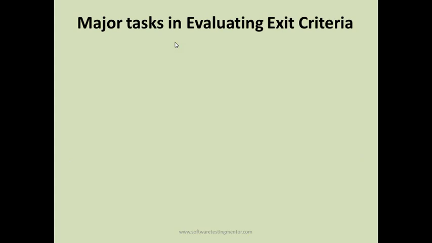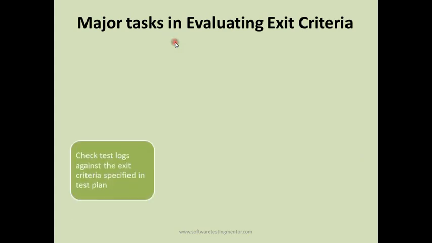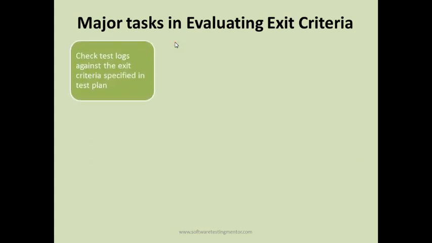Then major tasks in evaluating exit criteria. What are the major tasks when you are evaluating the exit criteria? You check test logs against the exit criteria specified in test plan. So as exit criteria is specified in test plan, how do you evaluate it? You check the test logs, and test log is like your test execution percentage. You check defects raised, fixed and outstanding against the criteria specified in the plan.